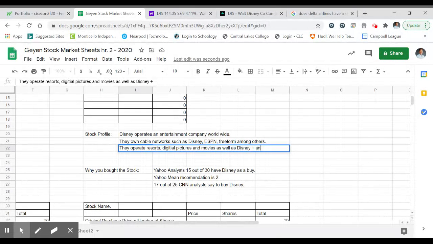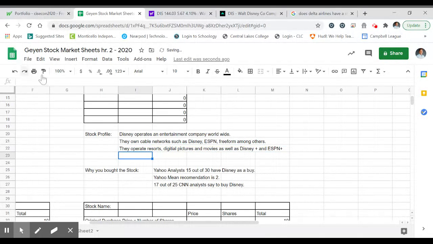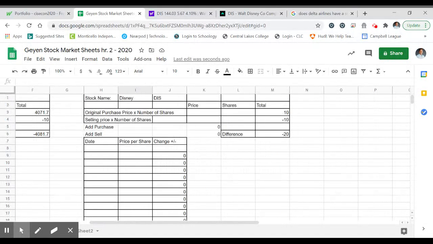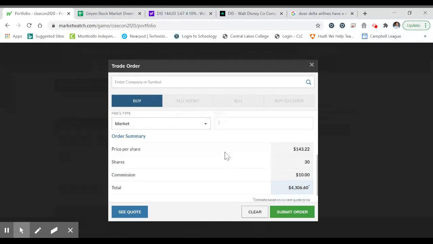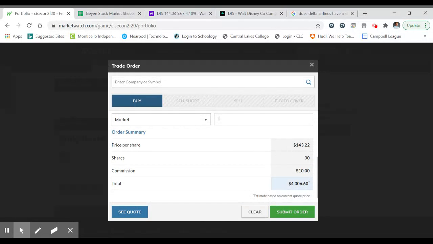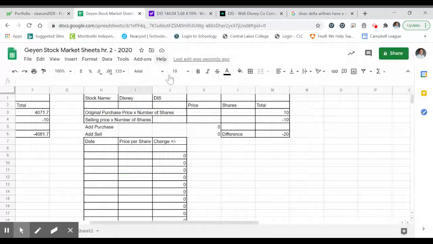So now let's head back to our market watch. Okay, here's my 30 shares. So I'm buying it at 143.22. So I got that number right here, 143.22. So right here, price 143.22. And I'm buying 30 shares. So I got the 30 shares right here is where I got that number. So at least I know I have 30. Remember, you can toggle that back and forth right up here. So I'm going to buy 30 shares of Disney.